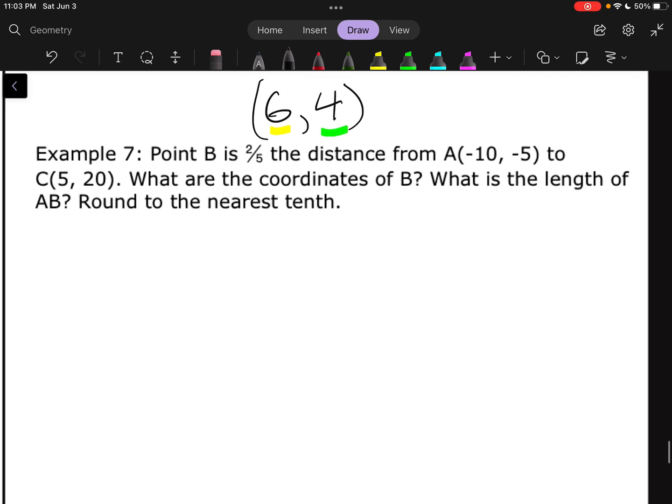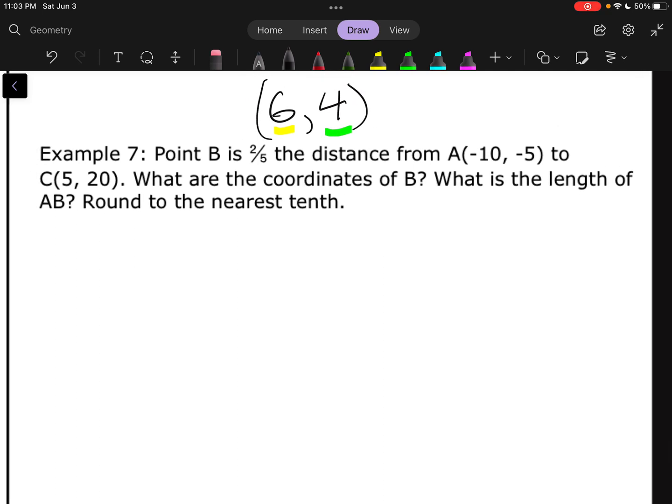Okay, so round to the nearest tenth does tell me that we'll be doing some calculations here with our calculator. Remember, anytime they're asking for the length, they're actually talking about doing the distance formula. So we're going to have to do that at the end of this one. But let's start off by finding out where B actually is. All right, we're going to have to start off by doing that process that we've been doing.